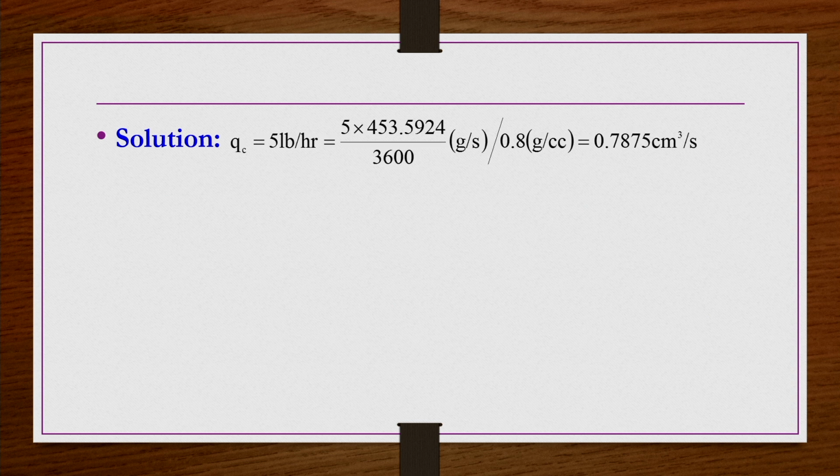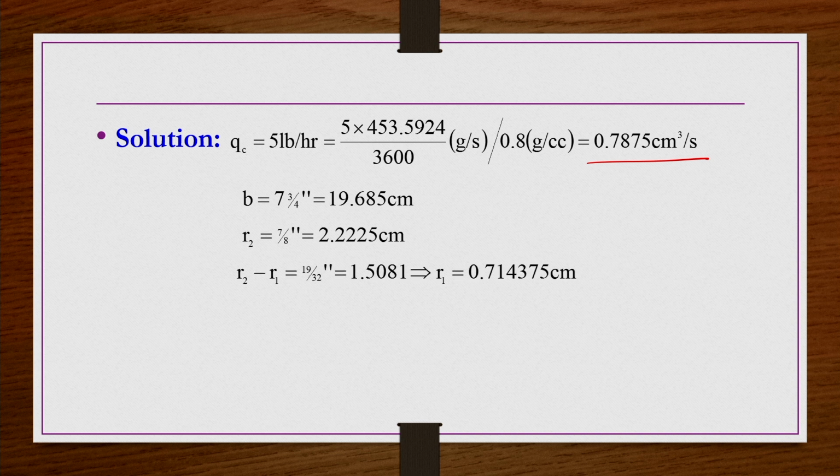So, Qc is given in lb per hour. Let us convert it to centimeter cube per second. We will do this problem in CGS units. When you convert, you will get this value. B is given as 7 3/4 inches, so in centimeters it is 19.685 centimeters. R2 is 2.2225 centimeters. R2 minus R1 is 1.5081 centimeters. So, R2 minus 1.5081 is R1, that is 0.714375 centimeters.